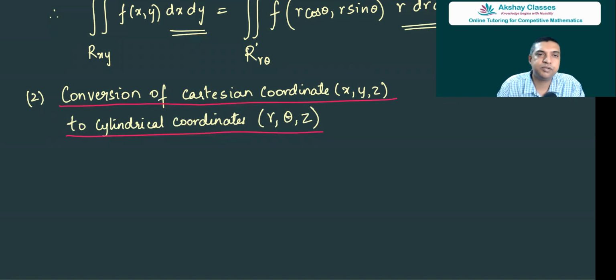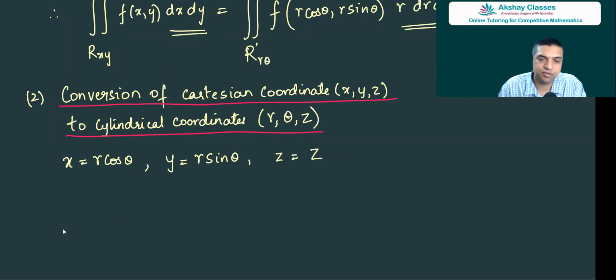Now the Jacobian. So what is the relation? x is r cos theta. y is r sin theta in this case. Now z is z. So no change. The z coordinate remains the same. Only x and y change. This is the cylindrical coordinate system. So what will be the Jacobian?